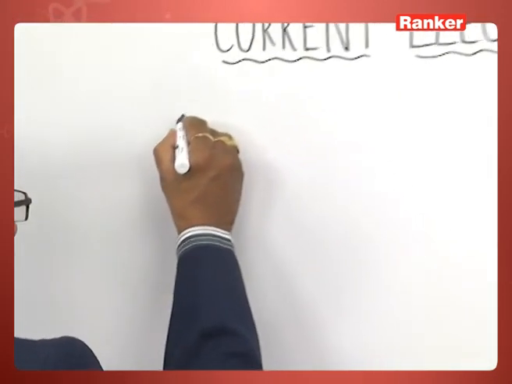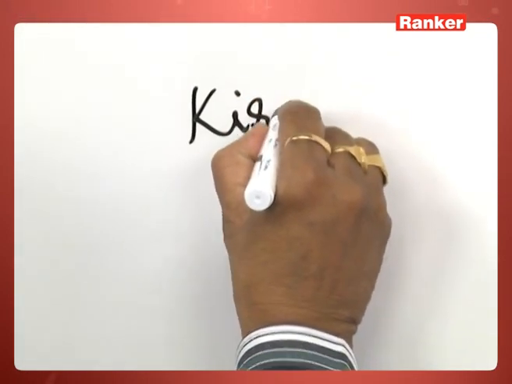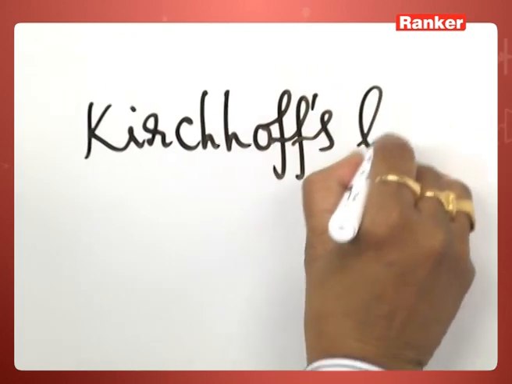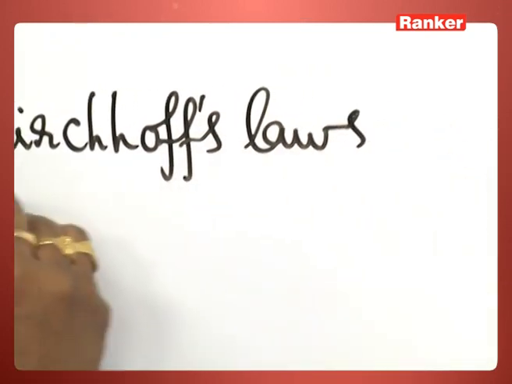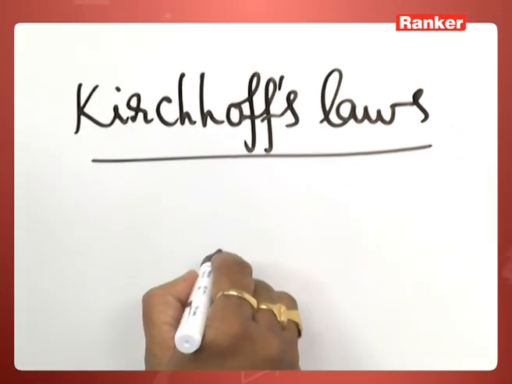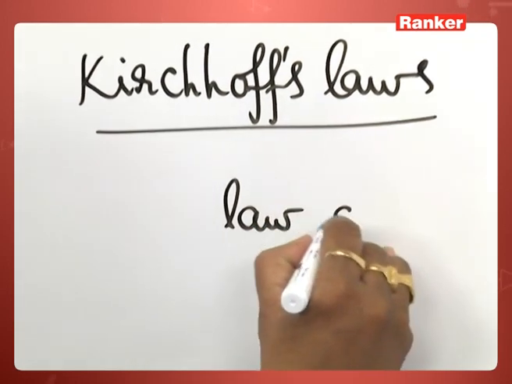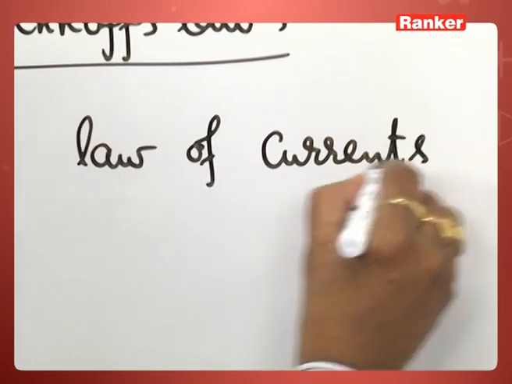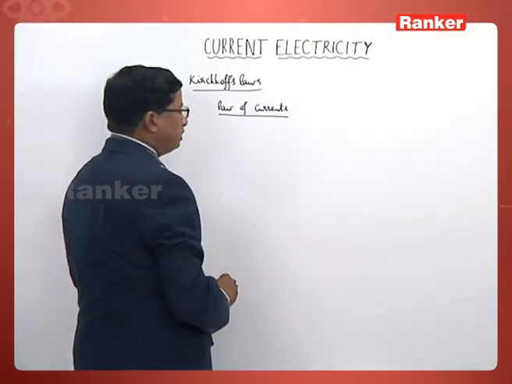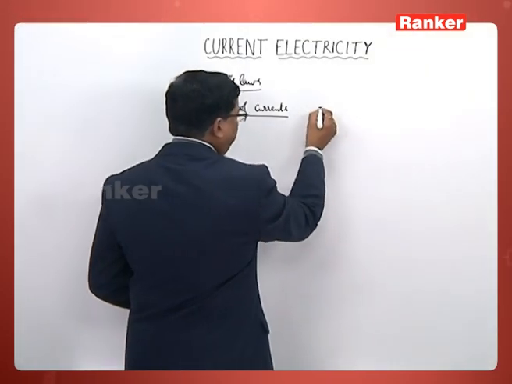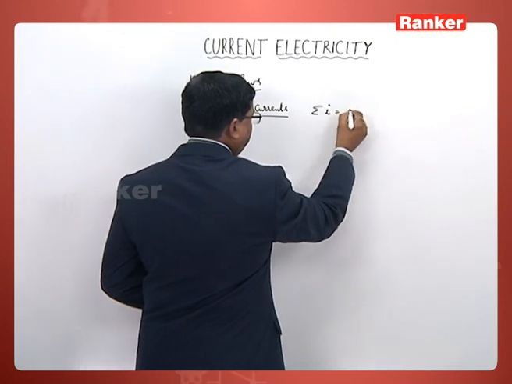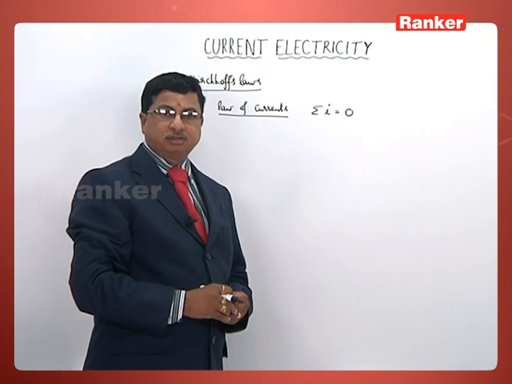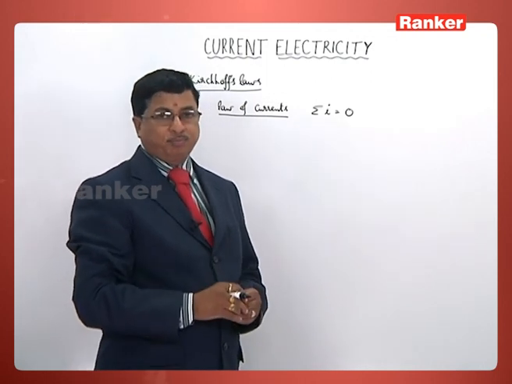In fact, we all know Kirchhoff's laws. The very first law is called the law of currents. The statement is this: the algebraic sum of currents across any junction point in a circuit will be 0.